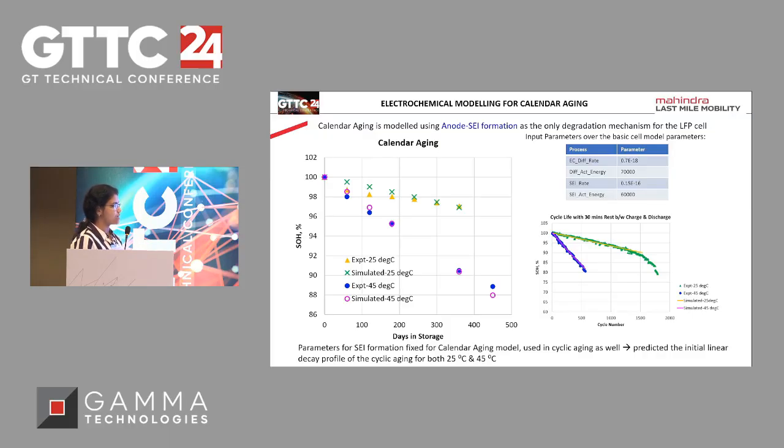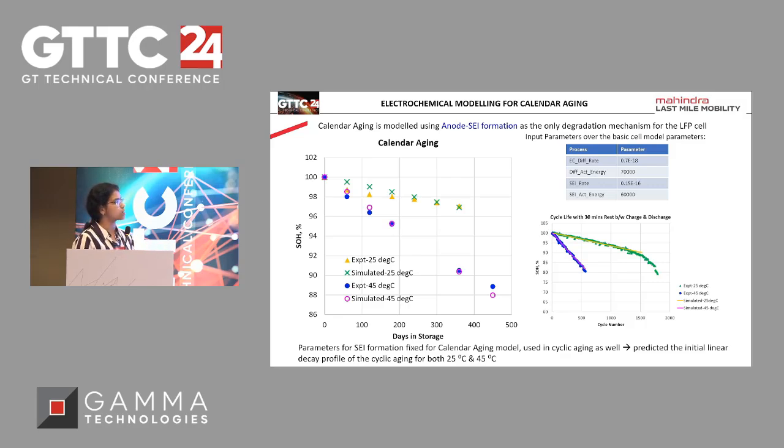The calendar aging is in this particular phase of the cell, when the cell is not running, it is in the idle stage, and here the main degradation that drives this kind of degradation is the SEI formation. So we activated the SEI formation mechanism to model this calendar aging. From there we could pin down the process parameters, with a confidence that it was having a good fit with our calendar aging test result.